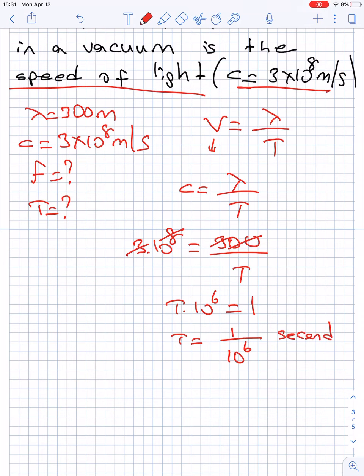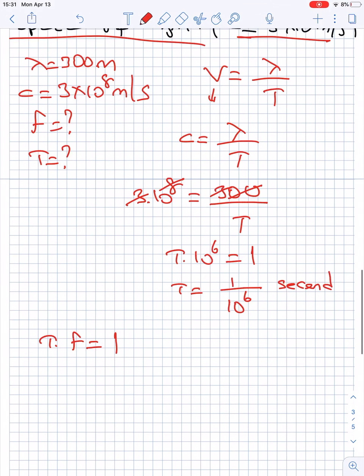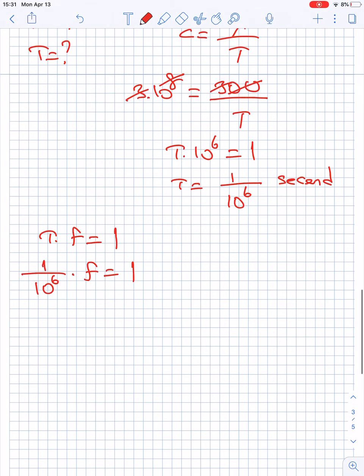This is my period. For frequency we know the relationship between the period and frequency: T multiplying f is equal to 1. If period 1 over 10 to the power 6 multiplying f is equal to 1, after calculating, frequency is equal to 10 to the power 6 and unit is hertz.